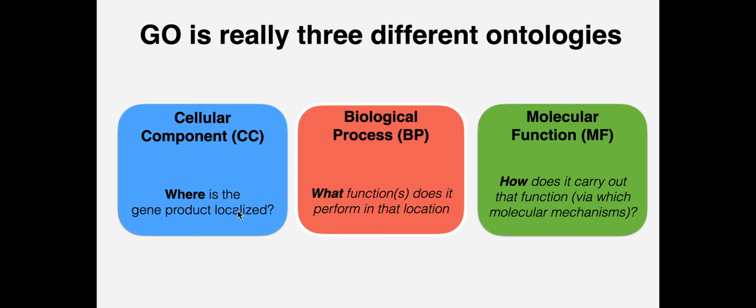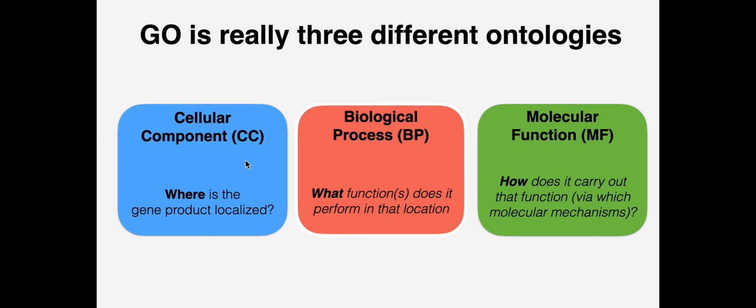GO CC is really meant to tell us where a gene product is localized in the cell. GO BP then tells us what function that gene or gene product carries out in that location. And GO MF tells us how it carries out that function, in other words, via what molecular mechanisms. So I think a lot of times when people think of function, they think of BP. So a lot of times when people do GO enrichment, they actually focus on doing their enrichment analysis on just this BP collection. But there's times when you may care about cellular component or molecular function.